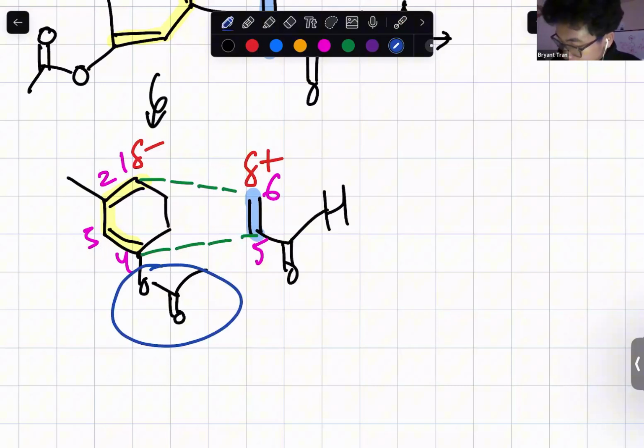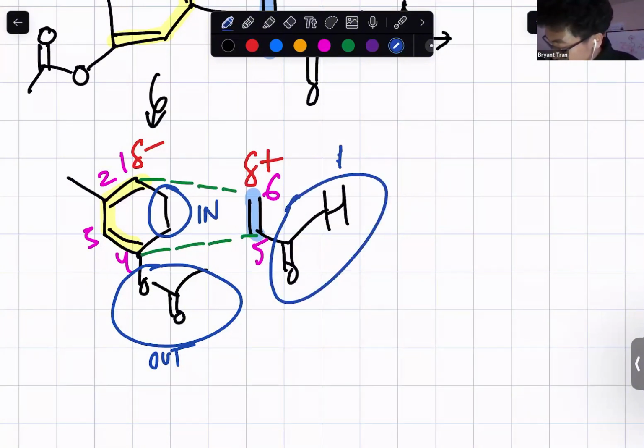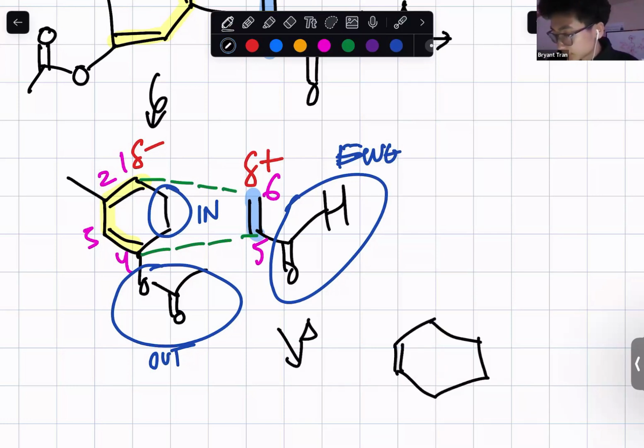This group going outside of the pocket, the green pocket, is an out group. This group going inside of the pocket is my in group right there. This right here is my EWG on the dienophile. Now, when I do the whole mechanism for Diels-Alder with heat, that's going to give me this base product that's always going to be there for Diels-Alder, where this is atom 1, 2, 3, 4, 5, 6.